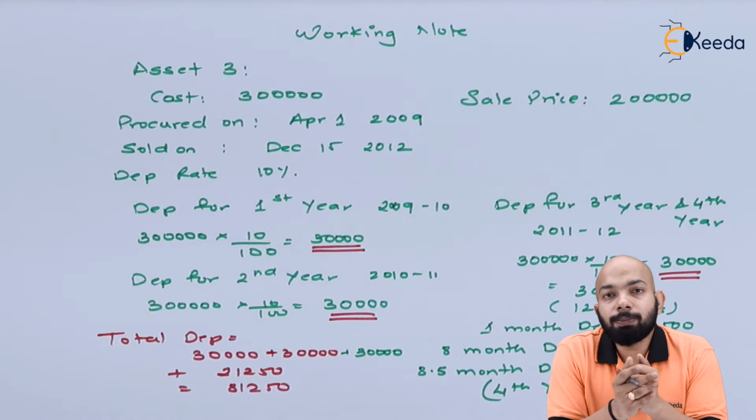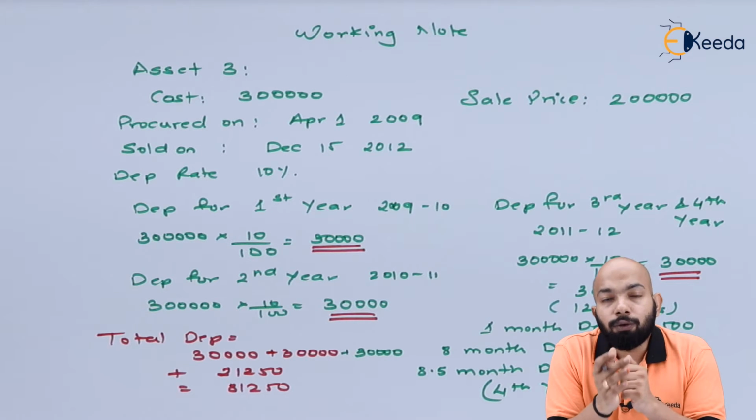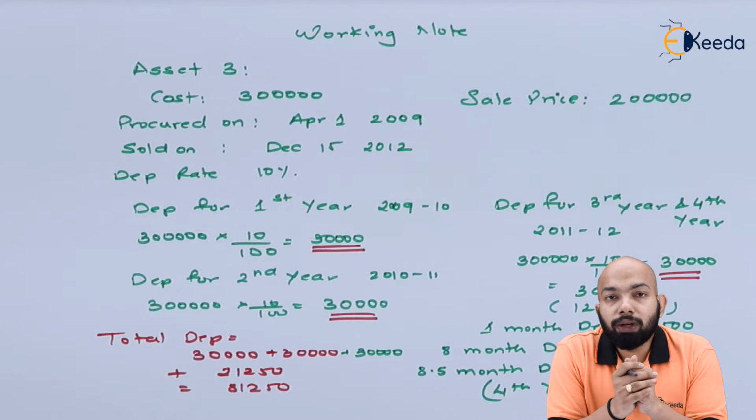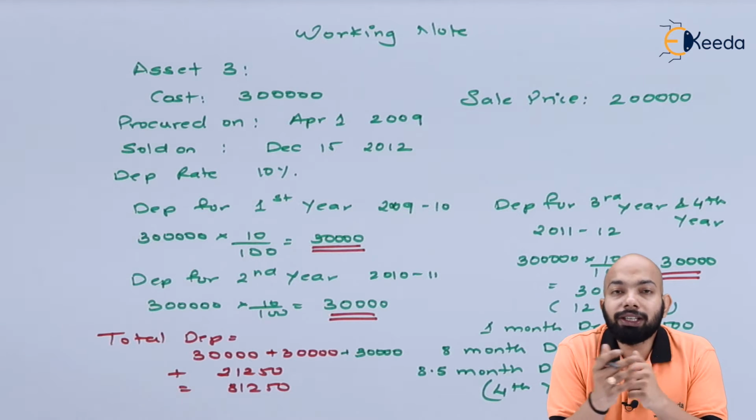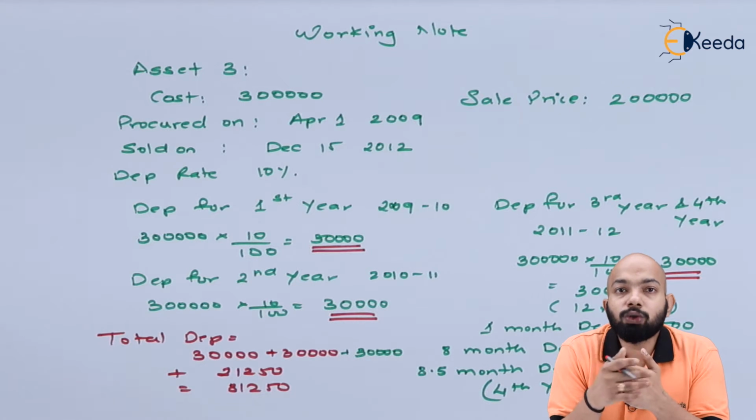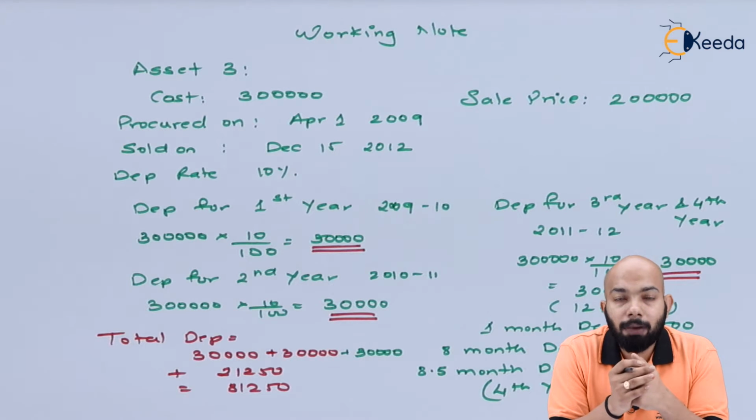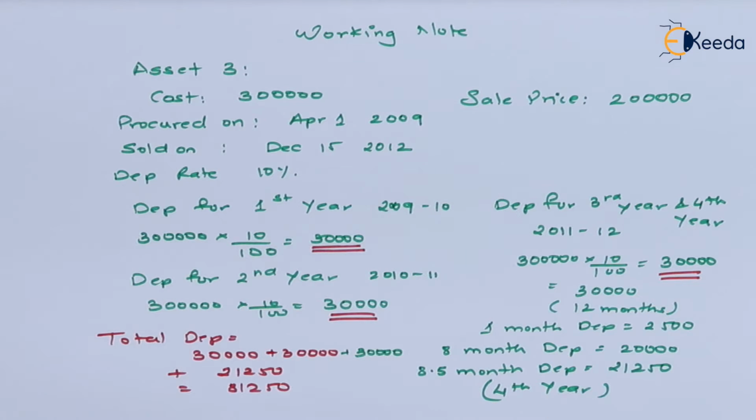Had this specific asset been sold in March 2013, then in such a case the whole year's depreciation would have been calculated. Had it been that instead of December 15, this was sold at the end of the December month, then the whole 9 months' depreciation would have been calculated. But as this has been sold on 15th of December, we'll be calculating only for the period of usage. That means the total depreciation for the fourth year is 21,250.